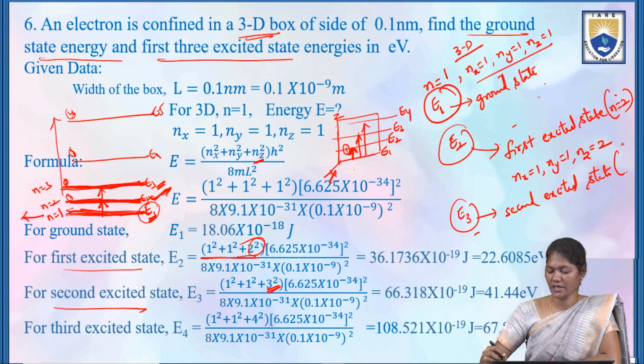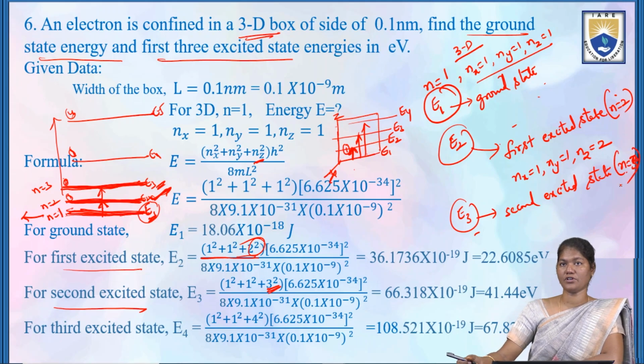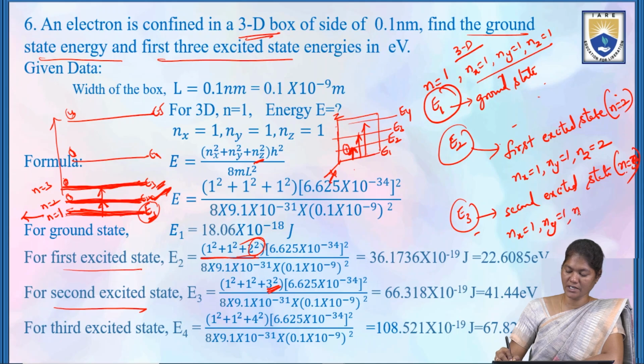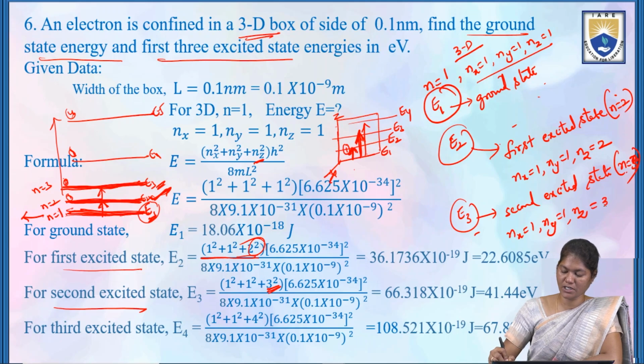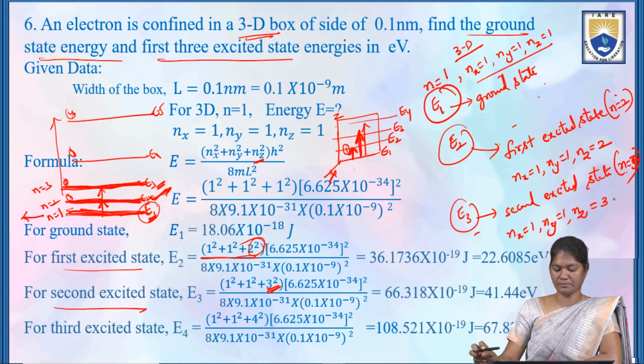So for the second excited state, we get n equals 3. When n equals 3, nx is equal to 1 and ny is equal to 1, and in the z direction it goes to the other excited level, so that nz becomes 3.